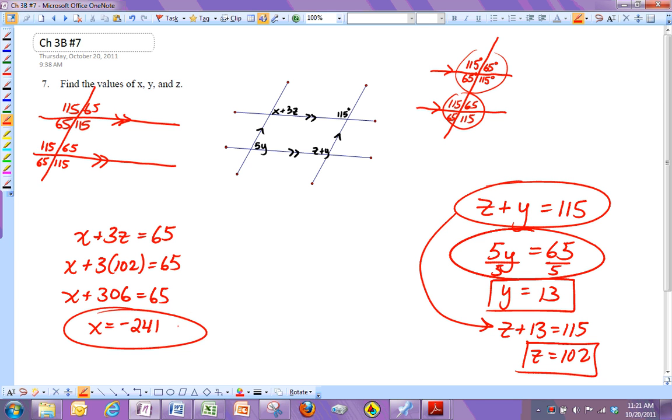Now some students see this and think, how can that be? Negative 241, you can't have negative angles. But if you plug in the x and the z into that angle up here that's circled in red, you're going to get a positive 65. So the angle is still positive, it's just that the x is negative.